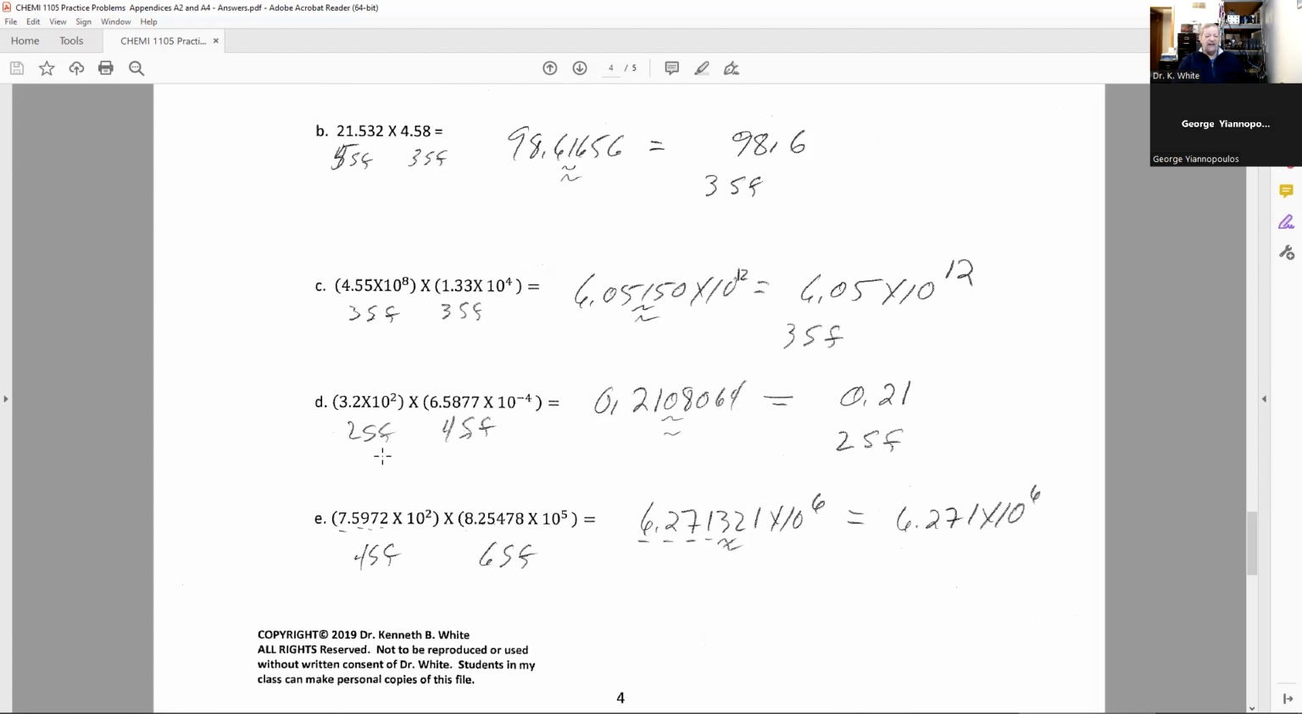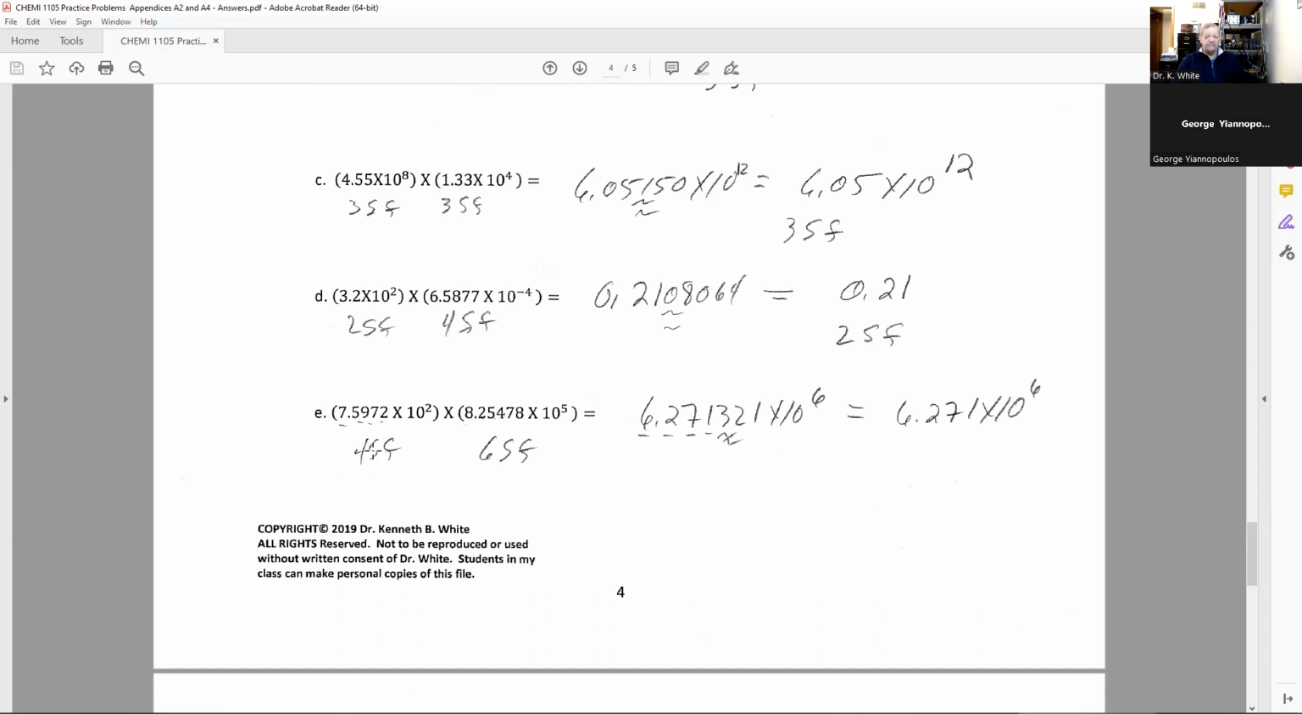Now, if we look at E, the first number times the second one, you get this number on your calculator. If we look at the first number here, 7.5972, that's 4 significant figures. The second number, 8.25478, has 6 significant figures. Remember, all non-zero numbers are significant.